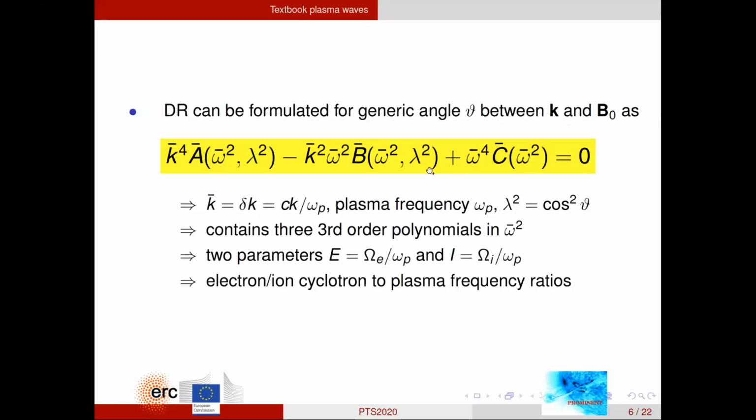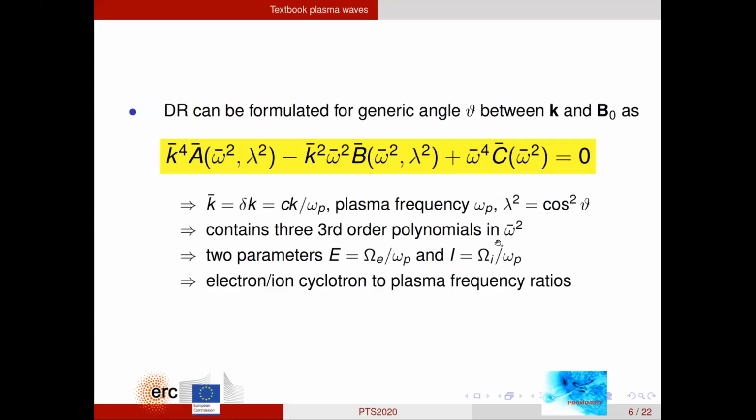This dispersion relation has A, B, and C, which I didn't give you explicitly, but they are third order polynomials in omega squared. There are actually only two parameters in the cold ion electron case, which are essentially the normalized ion and electron cyclotron frequency.